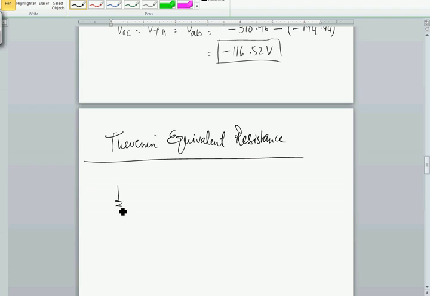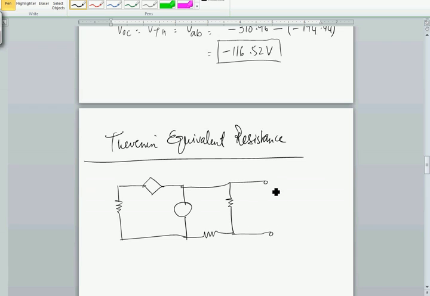I'm going to redraw the circuit. 500. And I'm going to go ahead and short circuit the terminals A and B. That's 1.5K, that's 2.5K, 700 milliamp, plus minus 2IX, 500 ohm and IX. Okay.